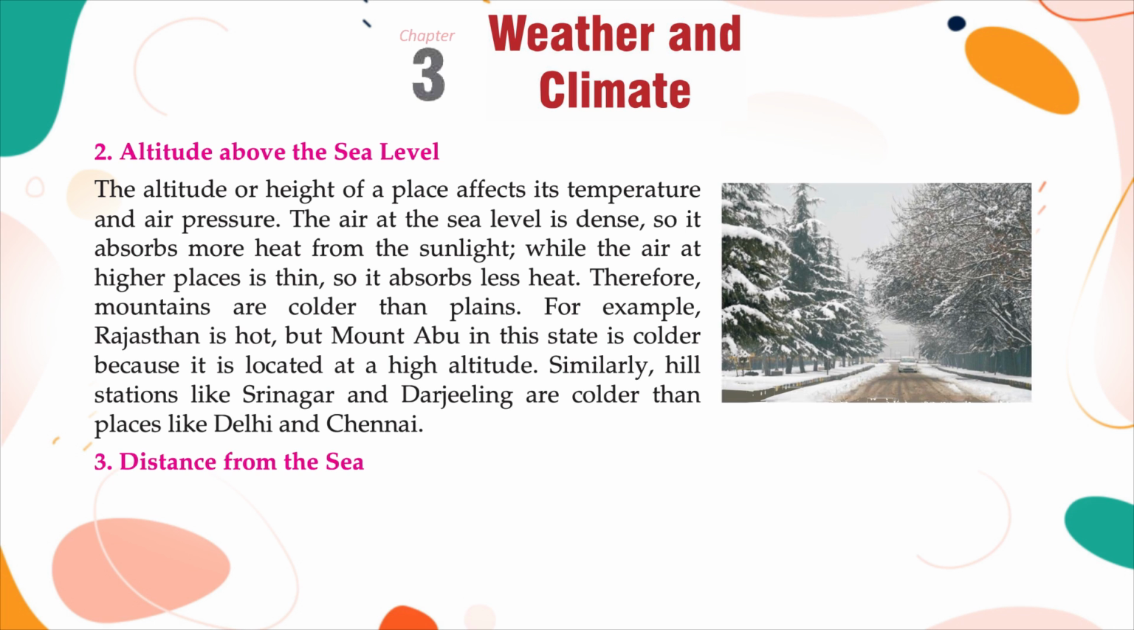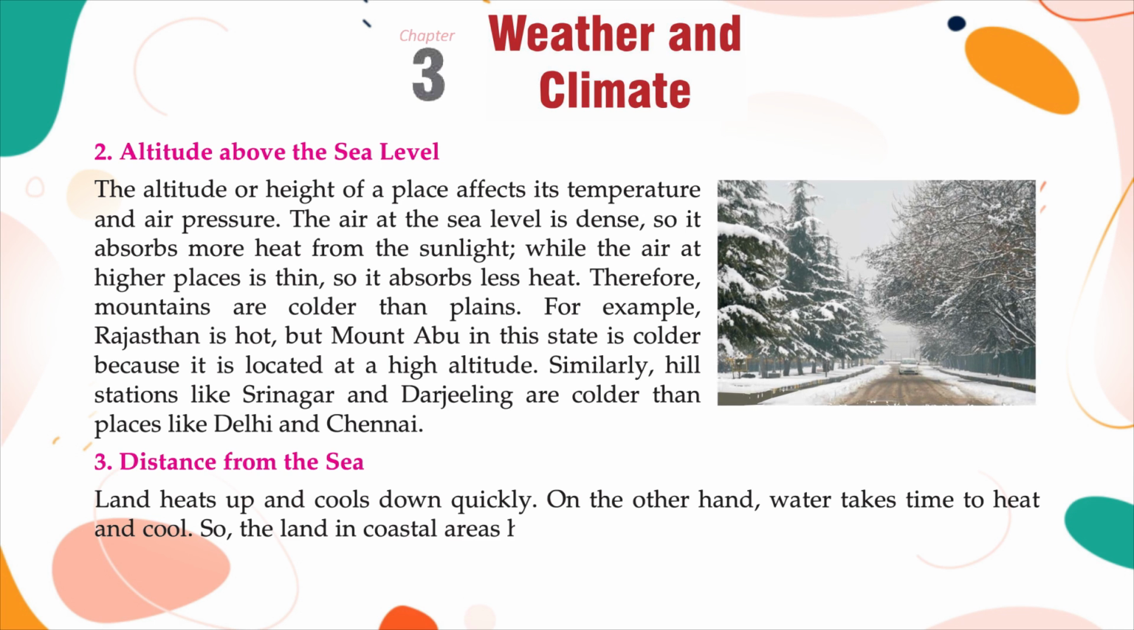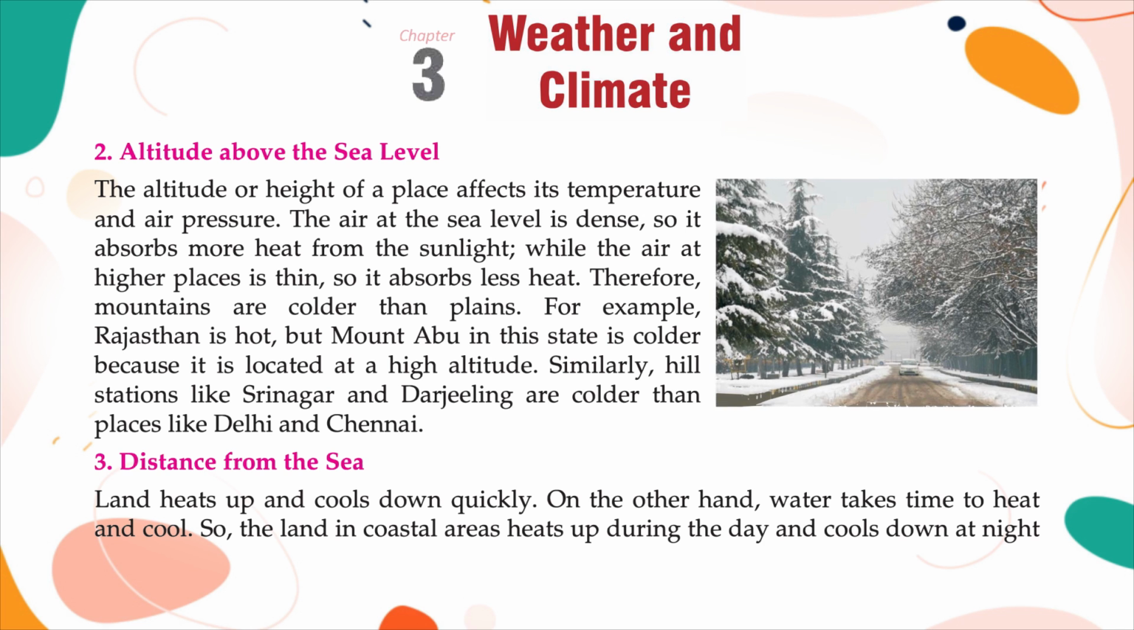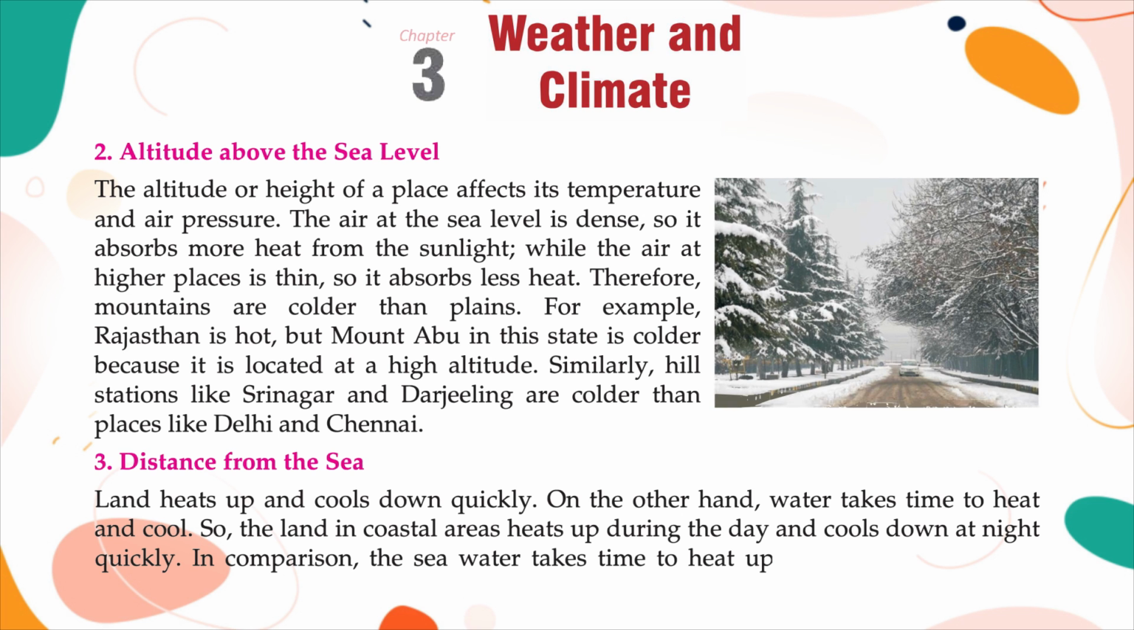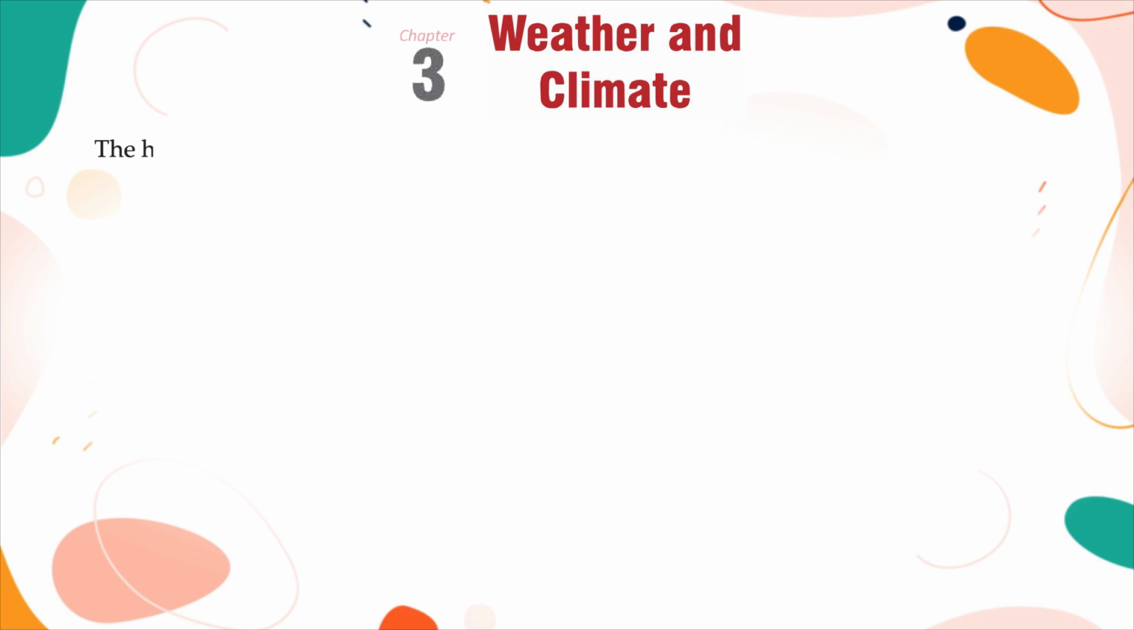Distance from the sea. Land heats up and cools down quickly. On the other hand, water takes time to heat and cool. So the land and coastal areas heat up during the day and cool down at night quickly. In comparison, the seawater takes time to heat up in the day, but it stays warm for long at night also. This heats up or cools down the air. The hot air is light, so it rises up. It creates a low-pressure area.